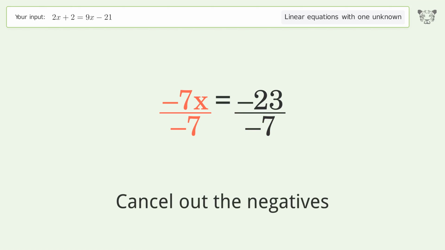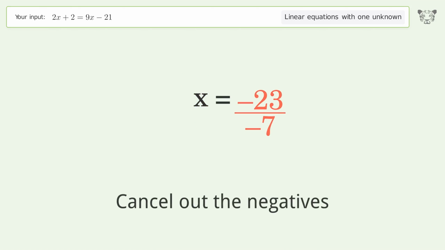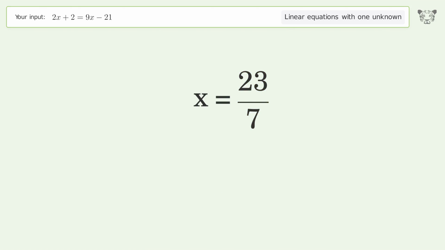Cancel out the negatives. Simplify the fraction. Cancel out the negatives. And so the final result is x equals 23/7.